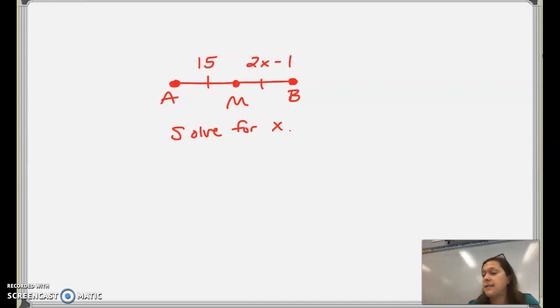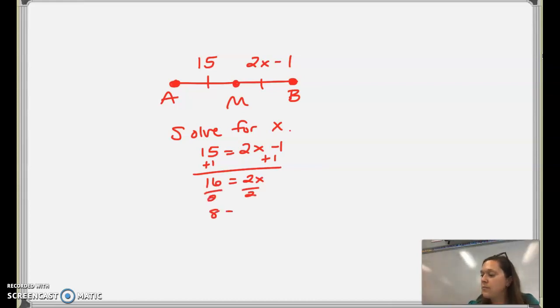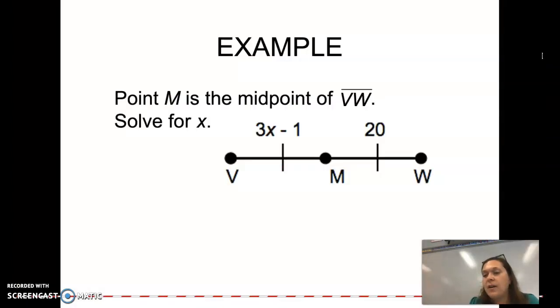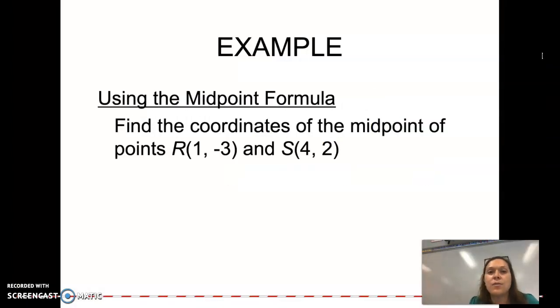Did you get 8? Hopefully you put 15 is equal to 2x minus 1. Adding 1 to both sides gets you 16 equals 2x. Dividing by 2 gets you 8 equals x. Done. Nice job. Okay, so now let's get into using the midpoint formula to find a midpoint.